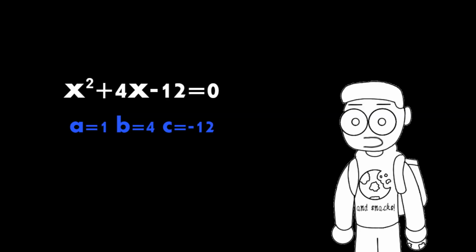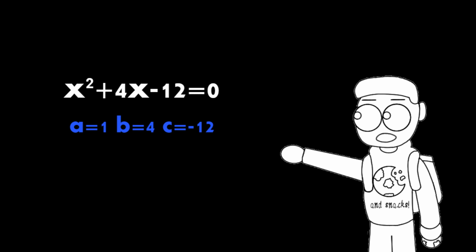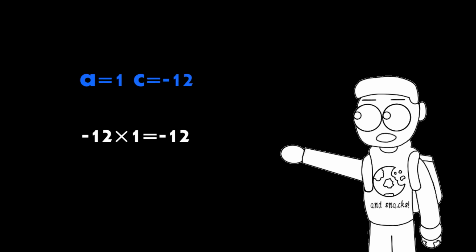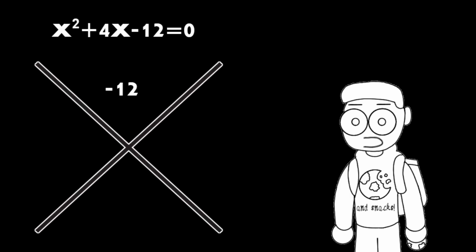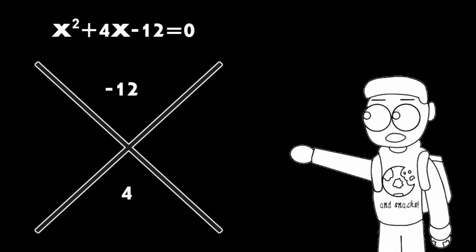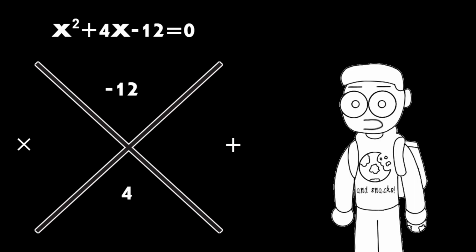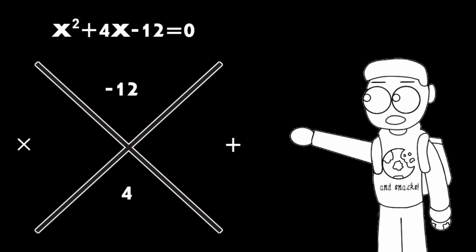Now we look at our problem and we have 1 as our A and negative 12 as our C. Now what we want to do is multiply A and C, and it's negative 12. Now on the top of the x we are going to put negative 12, and on the bottom we put positive 4. So now we want to figure out what two numbers you can multiply and add to get negative 12. What we got was 6 and negative 2.